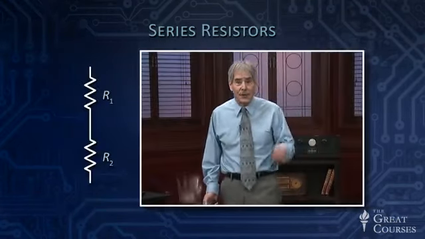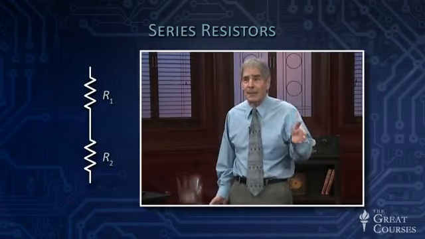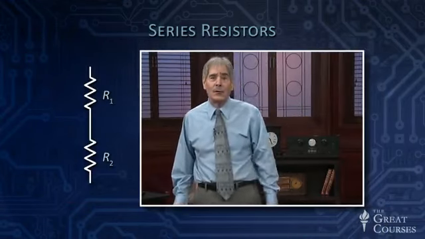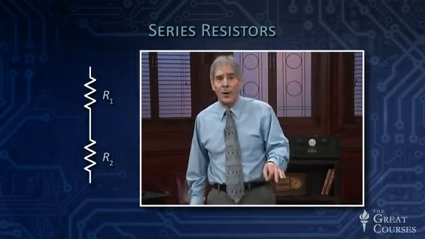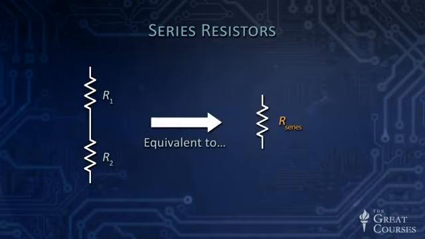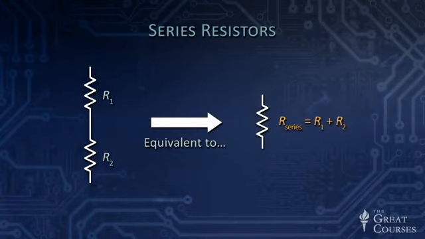Let's talk now about connecting resistors in series. So here are two resistors in series. I'm labeling them R1 and R2. Current through R1 can only flow through R2, so they're in series. And without going through the physics of deriving this, and it's not terribly difficult, you can convince yourself that the series resistance is the sum of the two resistances. Resistors in series simply add.